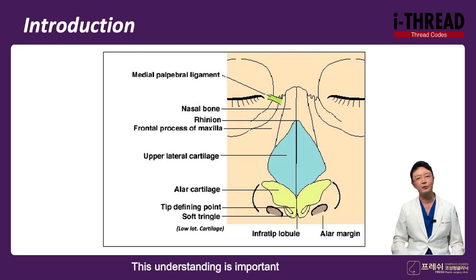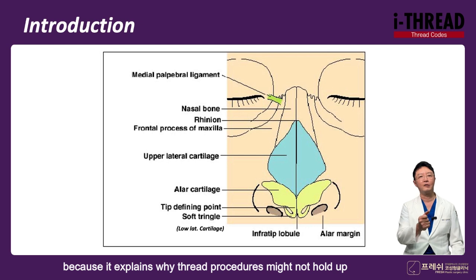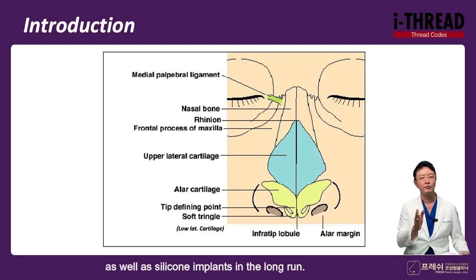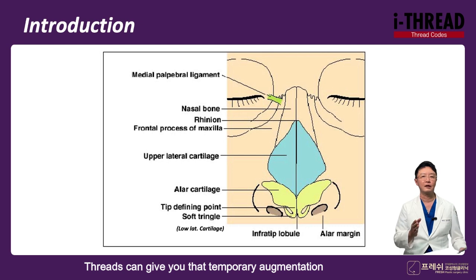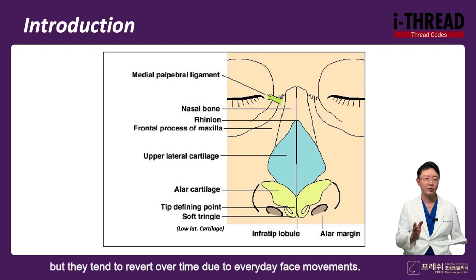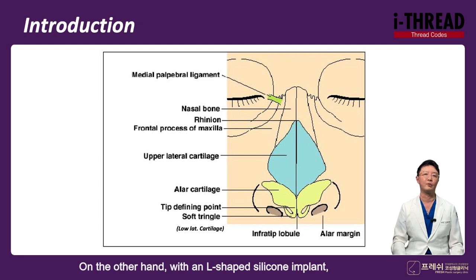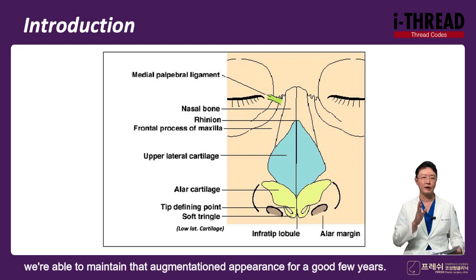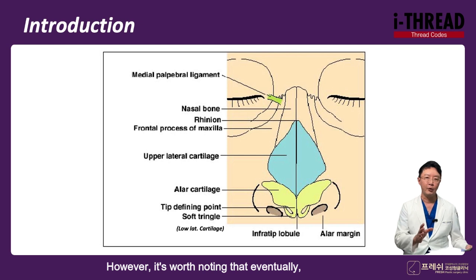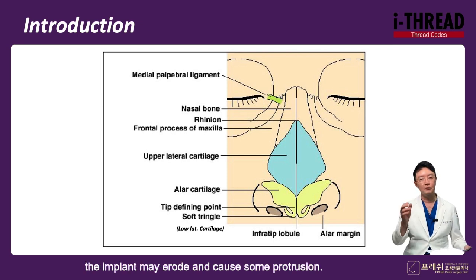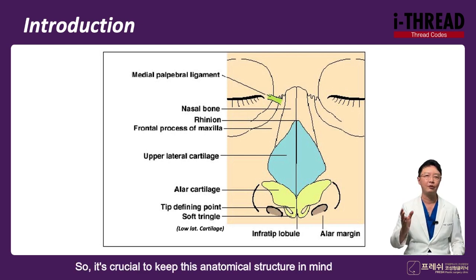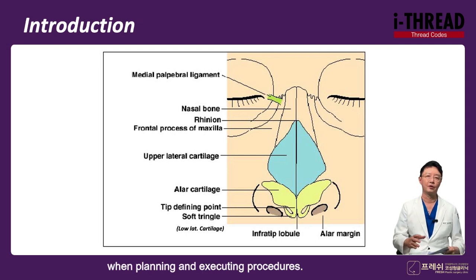This understanding is important because it explains why thread procedures might not hold up as well as silicone implants in the long run. Threads can give you that temporary augmentation, but they tend to revert over time due to everyday face movements. On the other hand, with an L-shaped silicone implant, we're able to maintain that augmentation appearance for a good few years. However, it's worth noting that eventually the implant may erode and cause some protrusion. So, it's crucial to keep this anatomical structure in mind when planning and executing procedures.